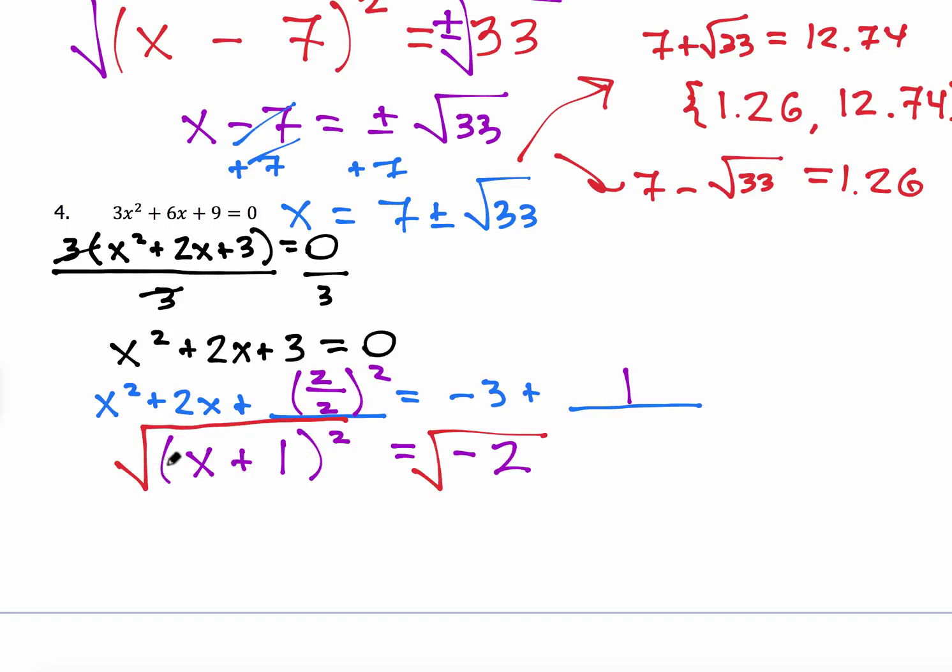Okay, x plus 1 quantity squared, what I have here in purple. Then I can take the square root of both sides. Notice on the right side, though, I'm taking the square root of negative 2. Well, we know from previous lessons that you cannot take the square root of a negative number, so because of this right here, this actually ends up being a no solution.